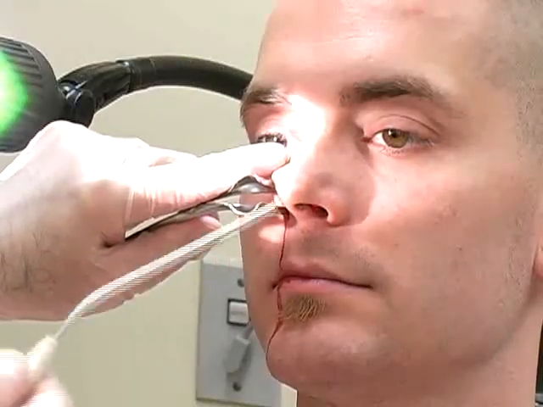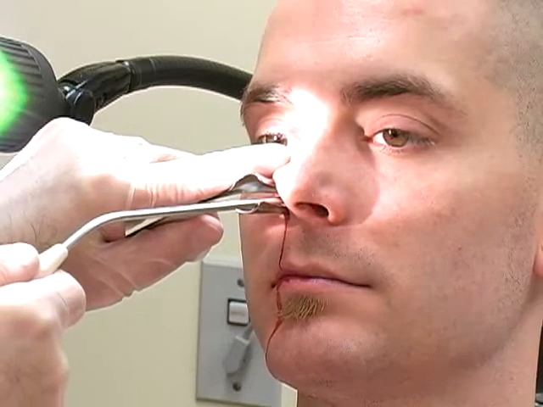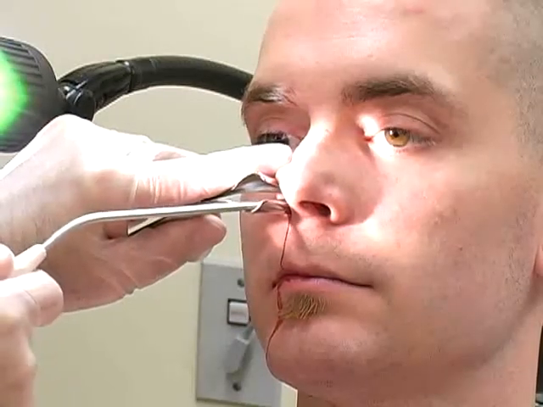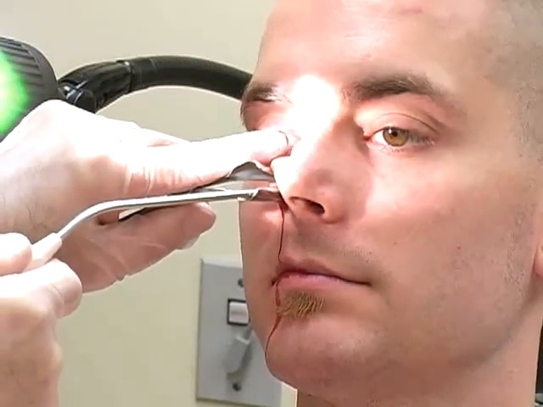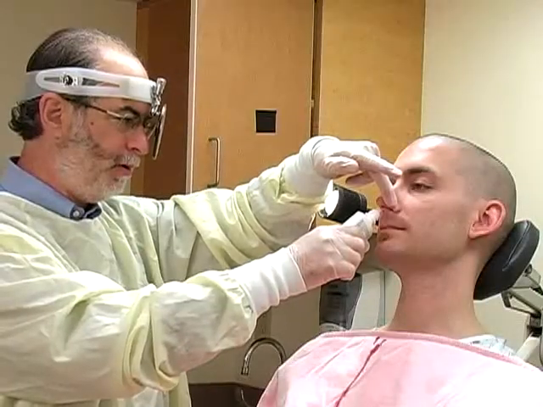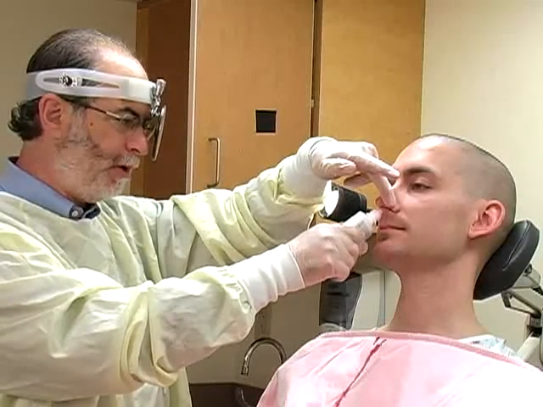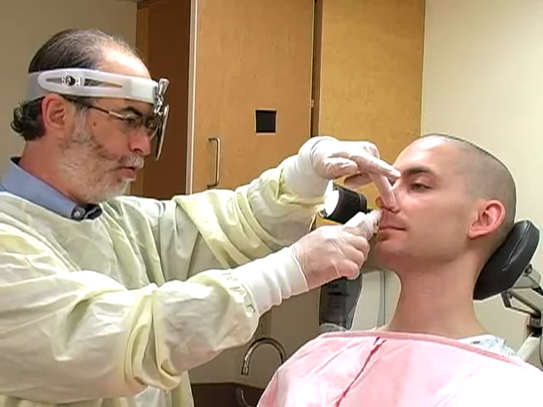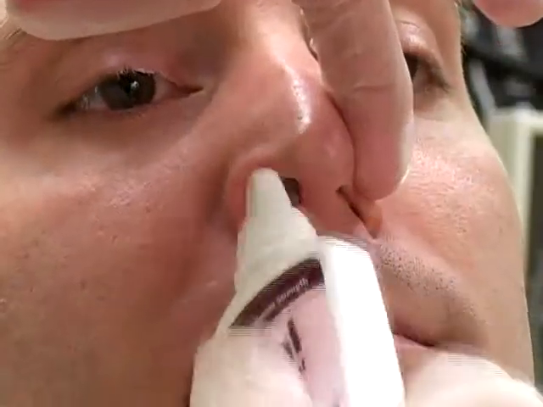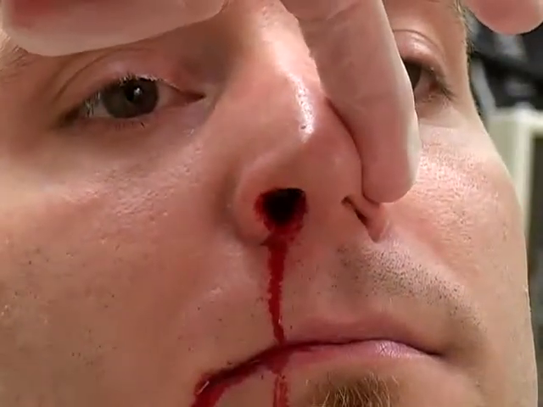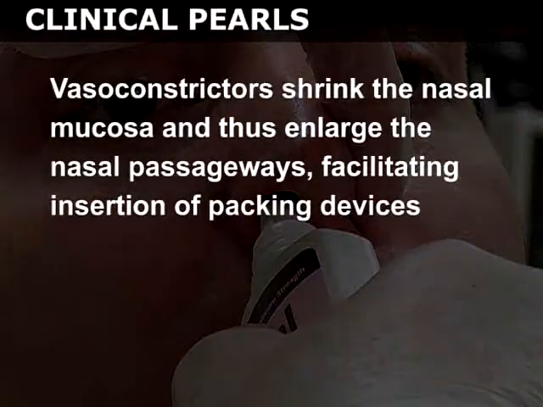A Fraser tip suction catheter can be used under direct visualization to clear the passageways of clots and blood if necessary. Next, consider applying a topical vasoconstrictor spray such as oxymetazoline. The use of such agents may stop small hemorrhages. Additionally, vasoconstrictors shrink the nasal mucosa and thus enlarge the nasal passageways, facilitating the insertion of packing devices.